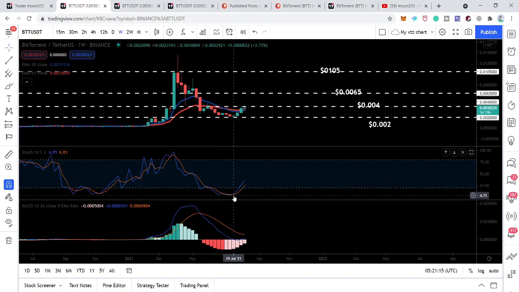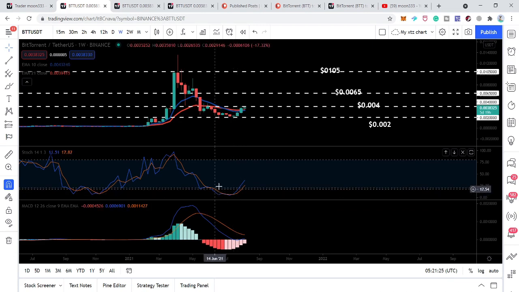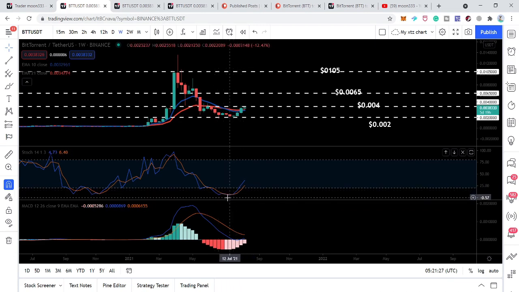That is a very strong buying signal on the weekly time frame chart by the stochastic oscillator, because this blue line of the stochastic has crossed up this red line. That is a very strong buying signal, especially when we are receiving this buying signal from the oversold zone.